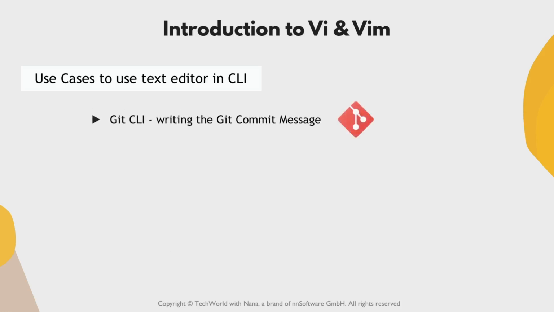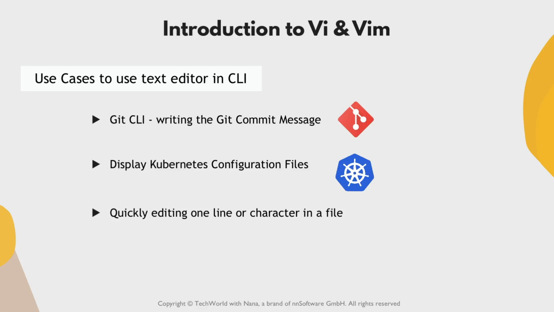When working with Git in the command line interface, just writing the commit message using the VI text editor. I also use it to display Kubernetes configuration files, maybe just to check that they are correct, or maybe look up something instead of opening that in a graphical editor. It's much faster, especially again if I'm working in the command line interface executing some Kubernetes commands. And the third common use case where I use VI or Vim Editor is if I want to change a configuration file, maybe of an application, where there is just one line or one word that I want to edit. So again, faster to open it directly in the command line interface.